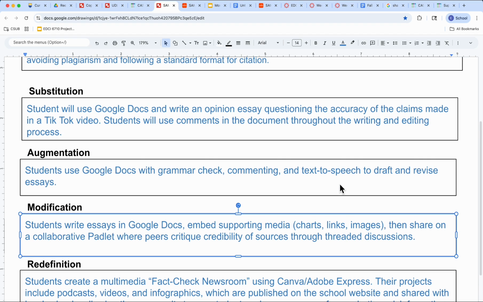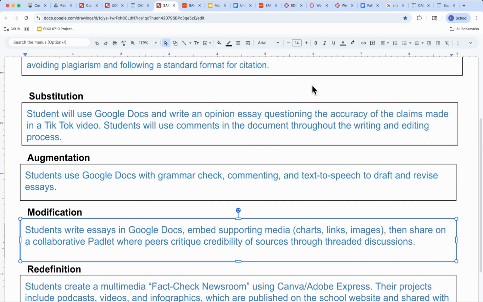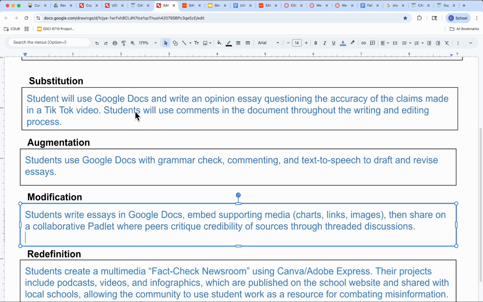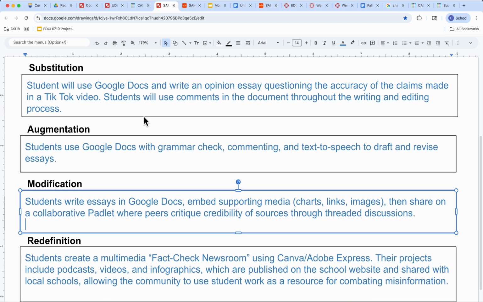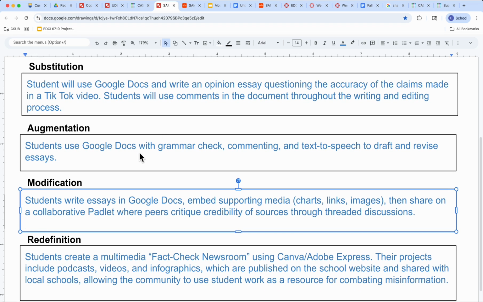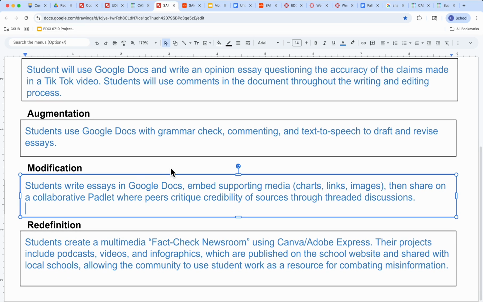Remember, up here, before even substitution, it would have been as if they just wrote an essay and submitted it. With substitution, now they're writing a document, and they're editing it online. With augmentation, they're using text to speech, and they're kind of able to do the same things, except it just gives them a little bit more choice and makes it more flexible for them. With modification, though, now there's more interactive media, charts, links, images, and they're interacting with each other and discussing.